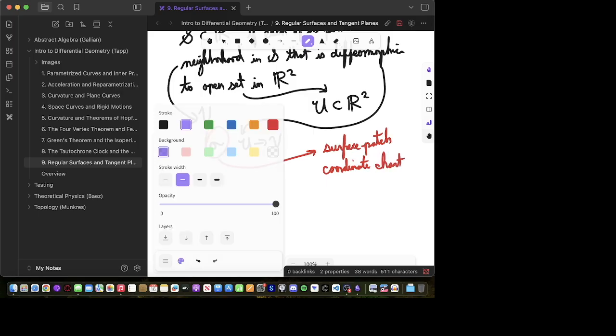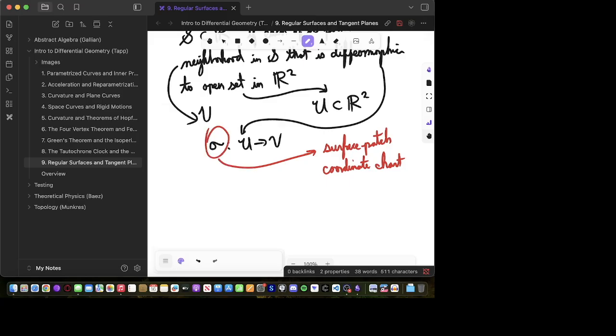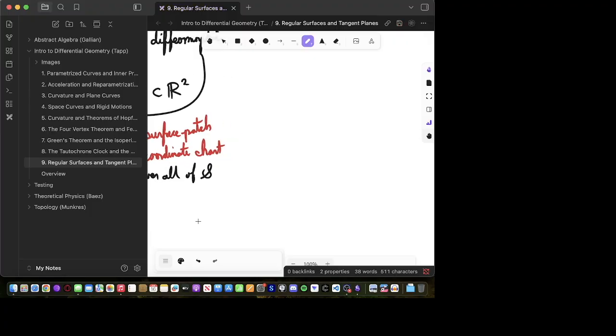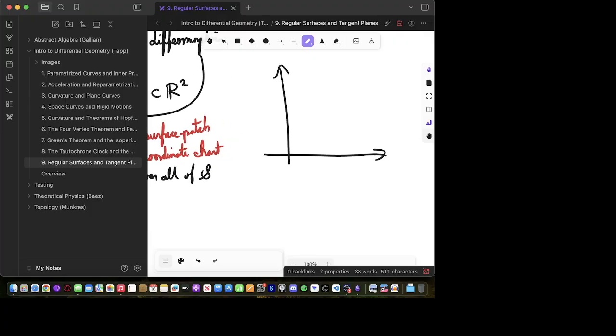And furthermore, a collection of surface patches that cover all of S is called an atlas for S. So let's take a look at what that essentially means.